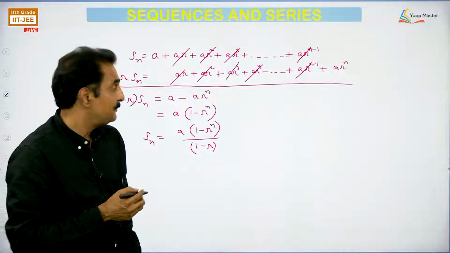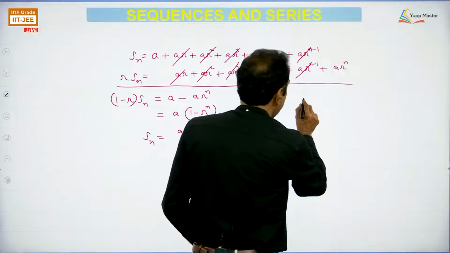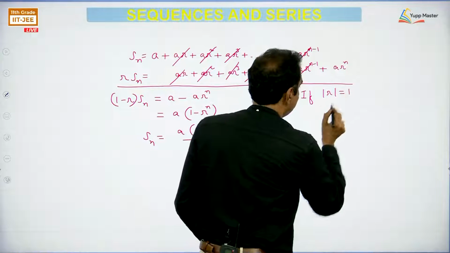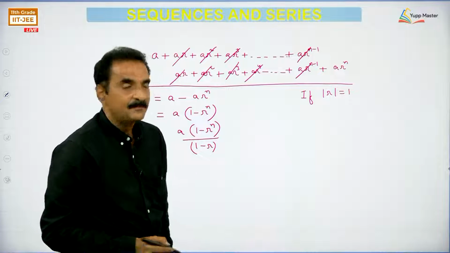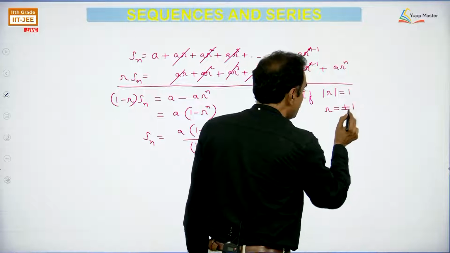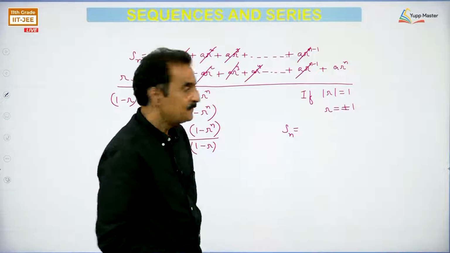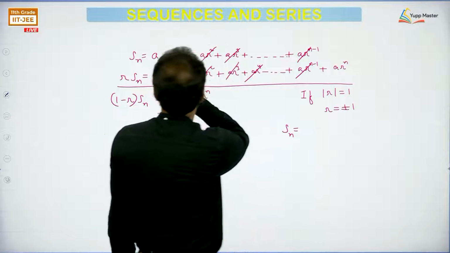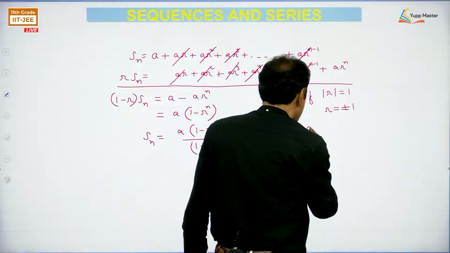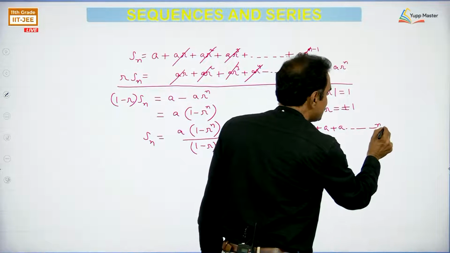But what if mod R is equal to 1? If mod R is equal to 1, then R will be plus 1 or minus 1. Then what will be Sn? If you take R is equal to 1, you will get A plus A plus A plus and so on, n times.